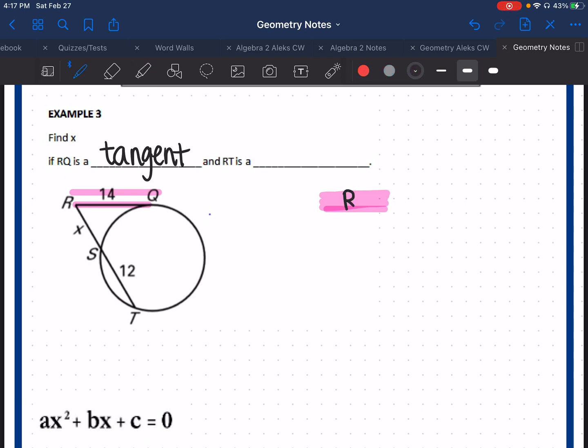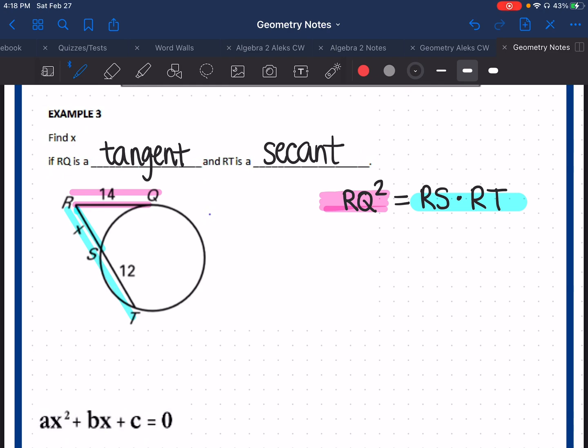So I'm going to take RQ and I'm going to square it. That's what the theorem is telling me. The other side, RT, is my secant, and I know it's my secant because it's going inside of my circle. I'm just going to highlight it like we did up above, so I'm going to put my blue. And what I'm going to do is multiply RS times RT. That is what the theorem is telling me to do.